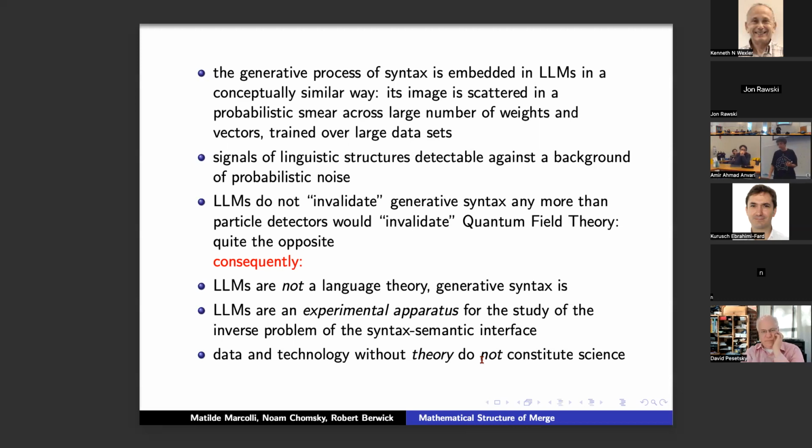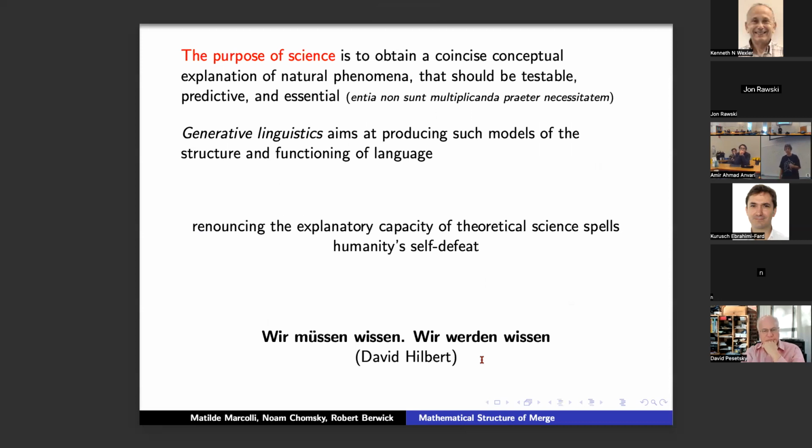What is the difference? I come back to what I said in the first lecture, that Galileo said that the universe is a book that is written in the language of mathematics, and the purpose of science is to obtain a concise conceptual explanation of natural phenomena. They should be testable and predictive, but the reason why it has to be predictive is because making a prediction makes it falsifiable, and it allows you to discriminate between theoretical models.